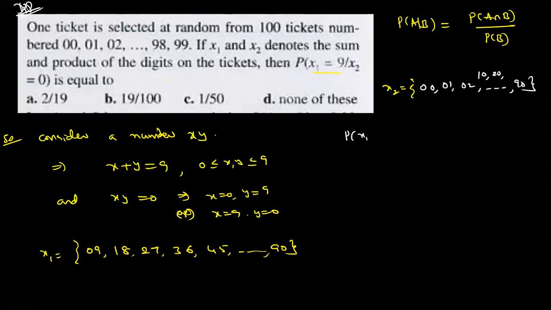P of x1 is equal to 9 given x2 is equal to 0. What is the meaning, dear students? It is P of x1 is equal to 9 and x2 is equal to 0, whole divided by P of x2 is equal to 0. So what is the probability of A intersection B? Anyone? What is the probability of A intersection B?